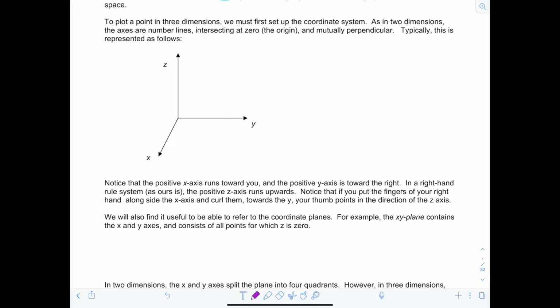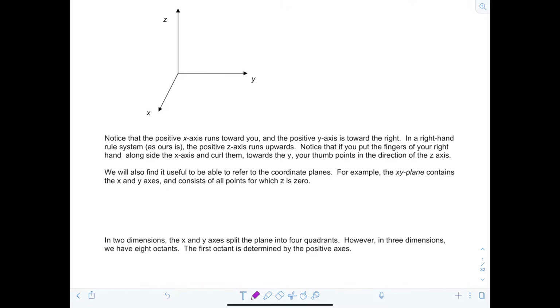Now, often we're going to refer to the coordinate planes. For example, if we talk about the xy plane, that plane contains both the x and y axes, and it consists of all of the points for which z is equal to 0. So I'm going to list it out here. The xy plane, its equation is given by z equals 0, actually.